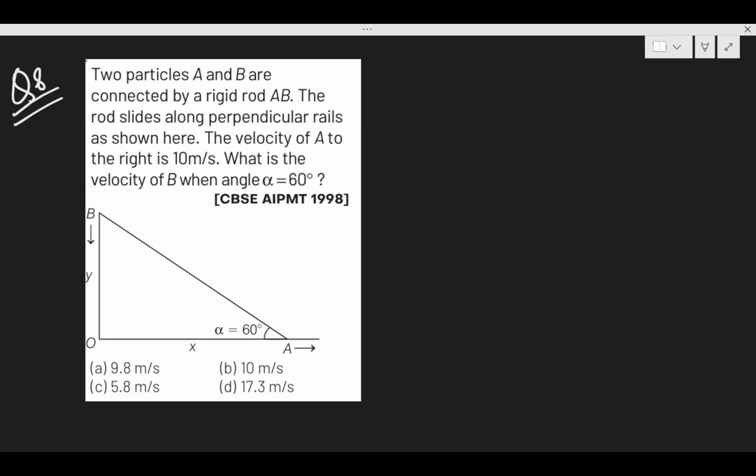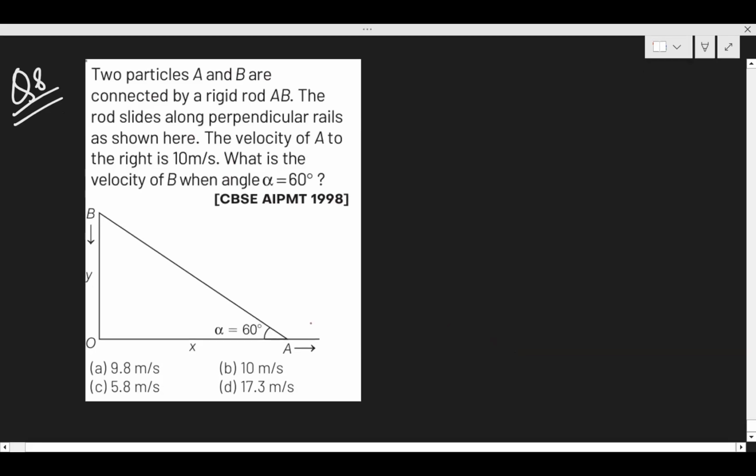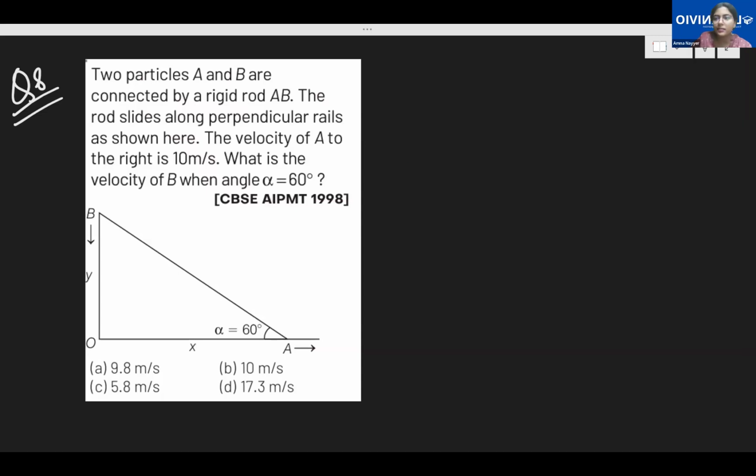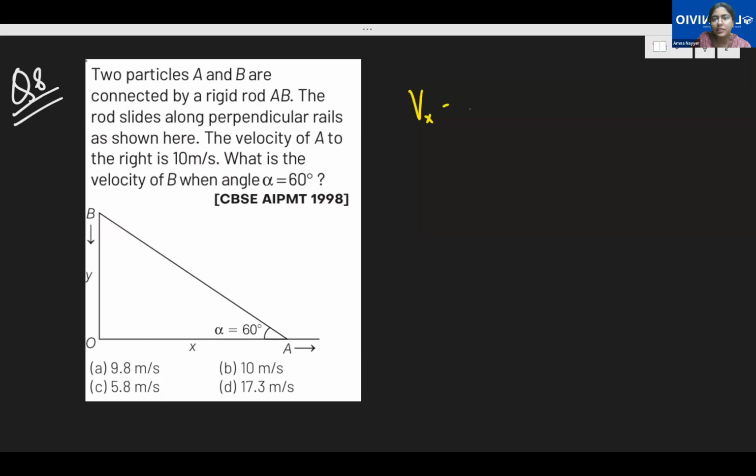Now, see, apart from this, Maha, when we are talking about Vx, what exactly is Vx? Like displacement? Can I say this is displacement over time? Vx is velocity of x axis. With respect to time, can I say Vx is equal to dx over dt and Vy is dy over dt?